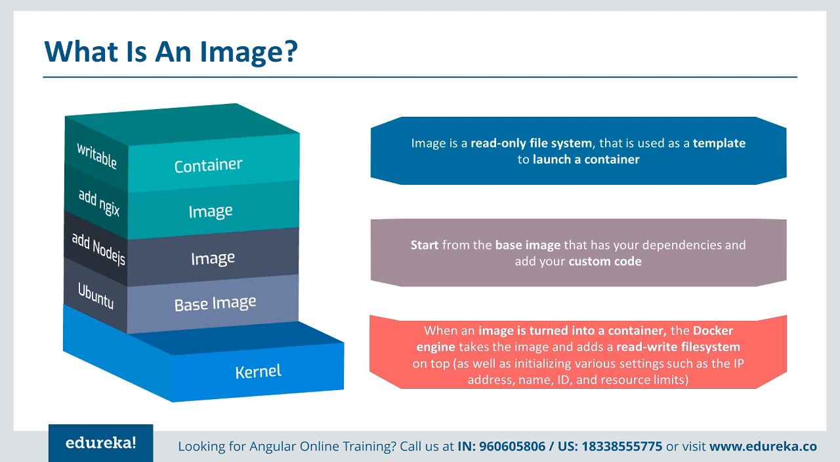An image is a read-only file system that is used as a template to launch the container. So when you build and create a Docker container for our application, it creates an image, starting from the base image that has your dependencies and your custom code. When an image is turned into a container, the Docker engine takes that image and adds a read-write file system on top of it. On top of that, you'll be running your application. So we will see one example.